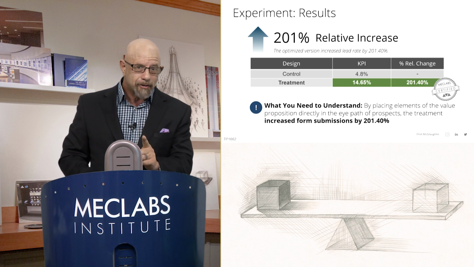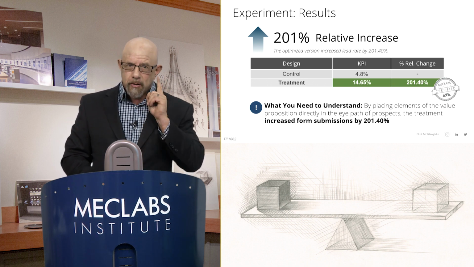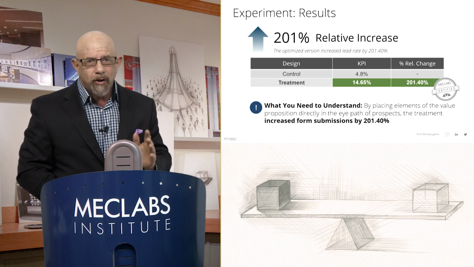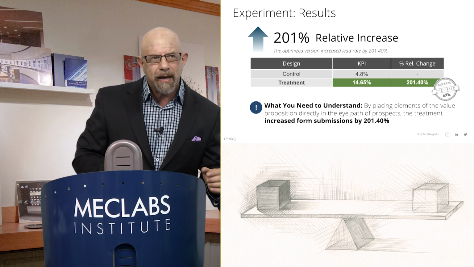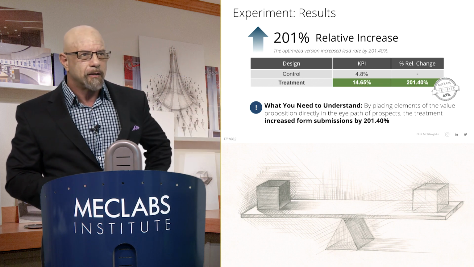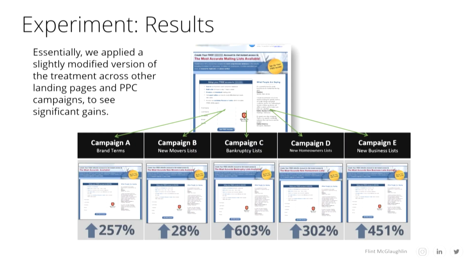Now, I have one more slide. Do not stop till you see the last slide, because this one would make you question our accuracy, but this is all scientifically validated. Take a look at what happened when we took the same value proposition and applied it all over the business in different business units. Here it is. Boom, boom. 257%, 28%, 603%, 302%, 451%. Those are real gains, managed in a test protocol and evidence of something different happening in the mind.